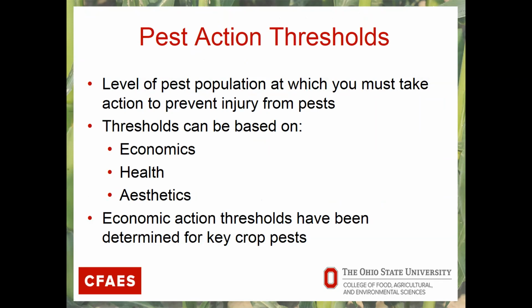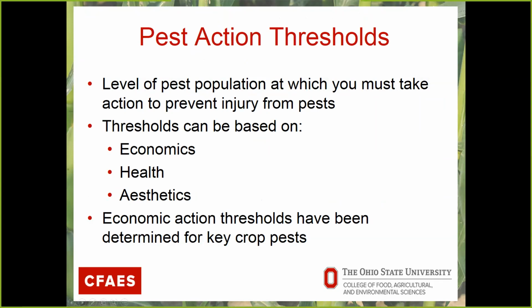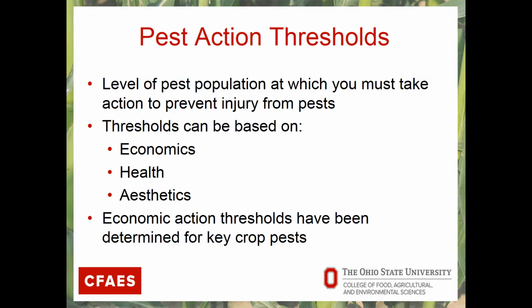Action thresholds have been established for some crops and pests to help guide management considerations. Outside of agriculture, there may be quite different action thresholds. For example, where human health is threatened by a pest, the action threshold may be very low or zero. Zero would mean that there is no level of pest activity tolerable.